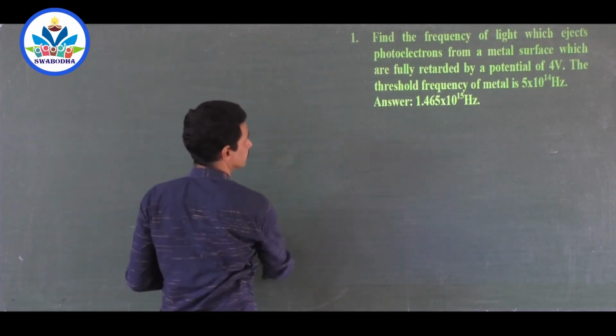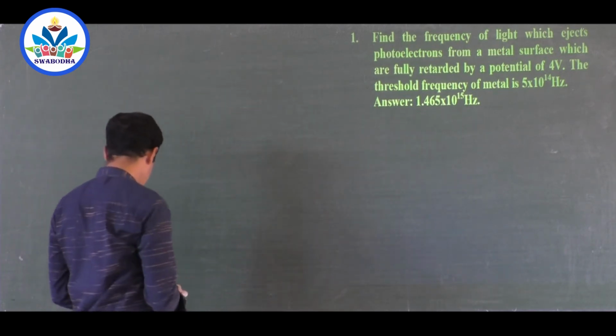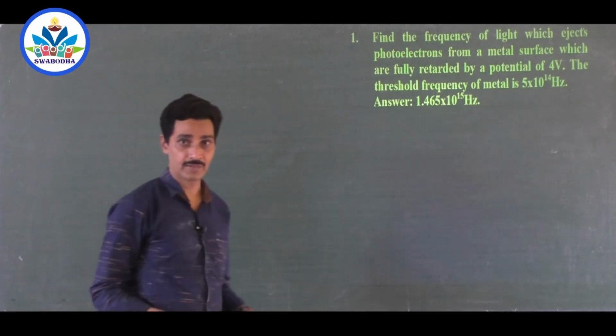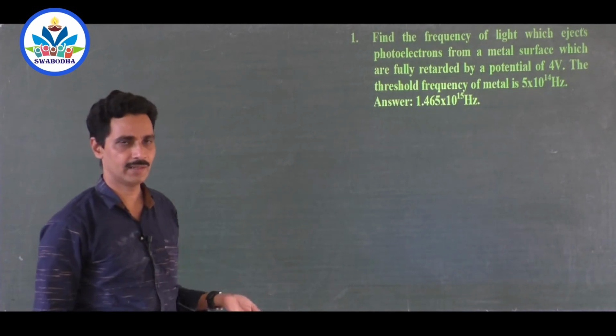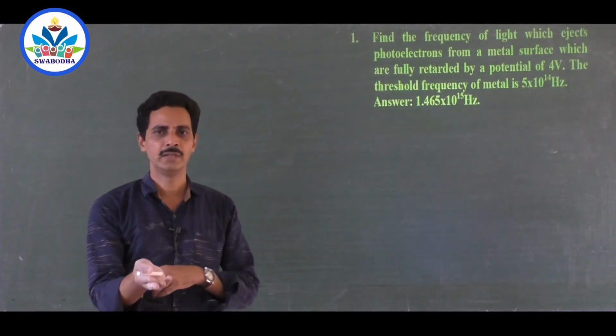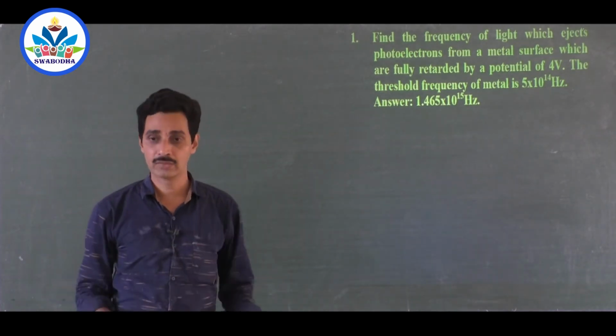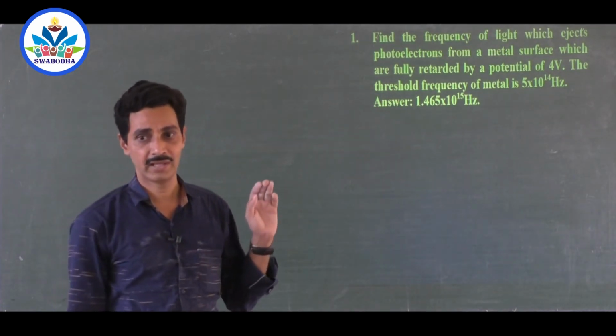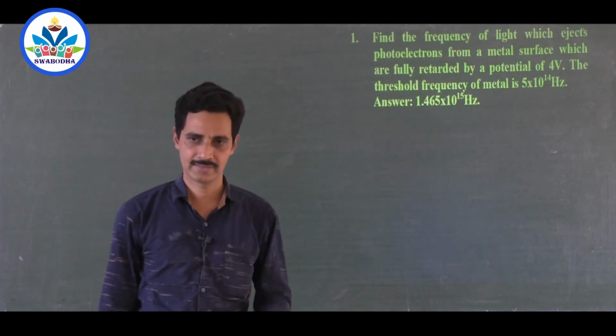Yes, first one. Find the frequency of light, which is in your PDF, right? You need not write it, just read it and try to solve it. So have a pen and paper first of all, and then a calculator, and be ready with all those things. Don't look at me when I solve the problems. You must do that yourself.